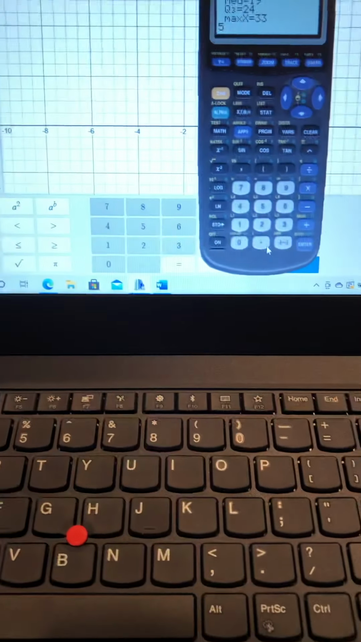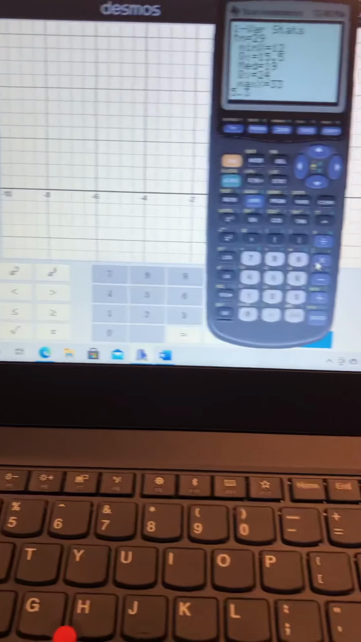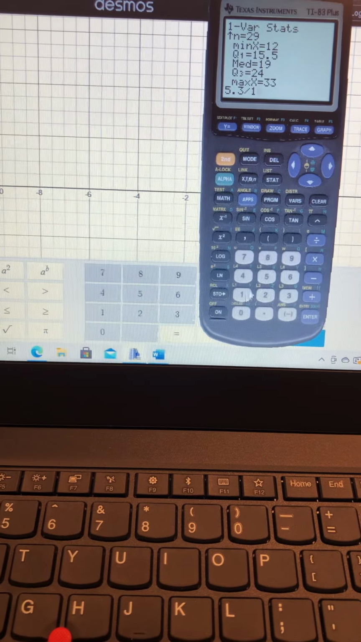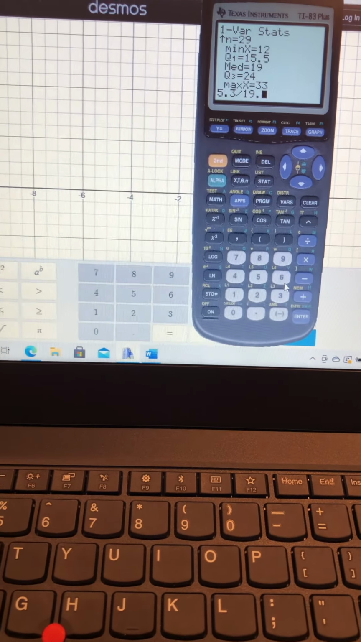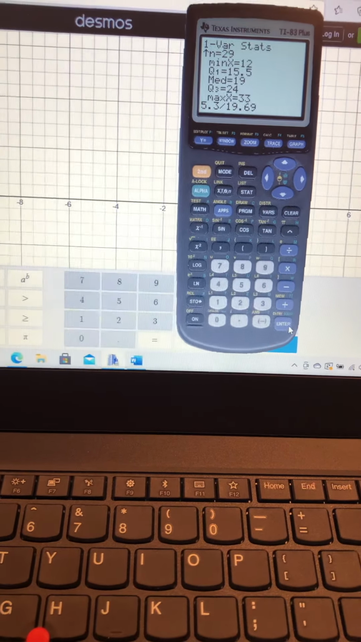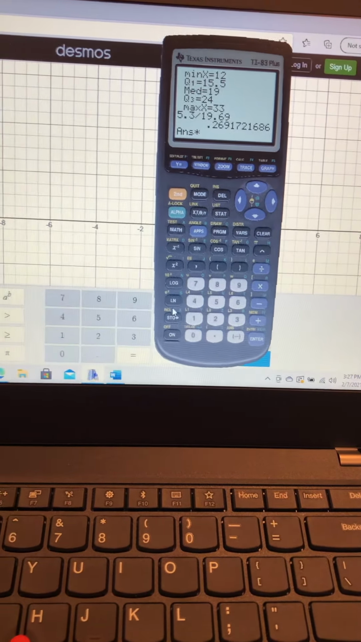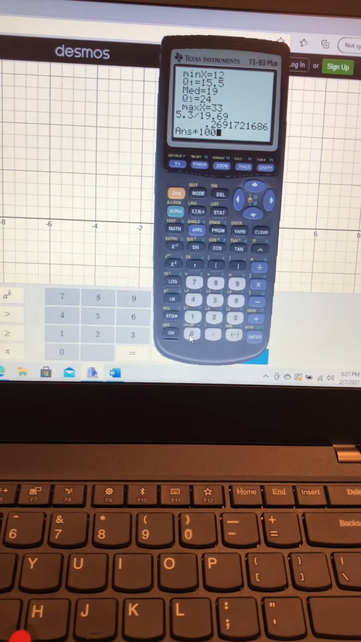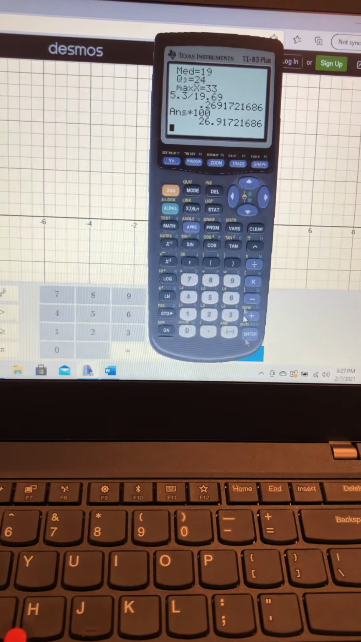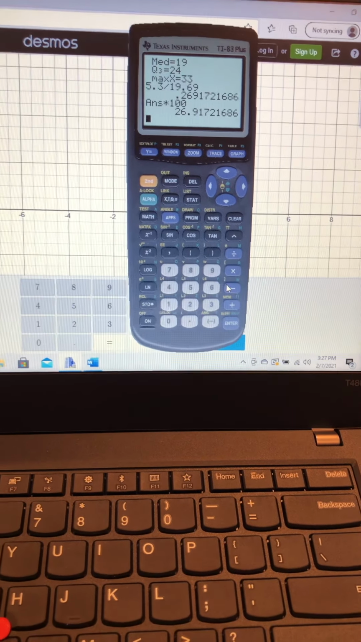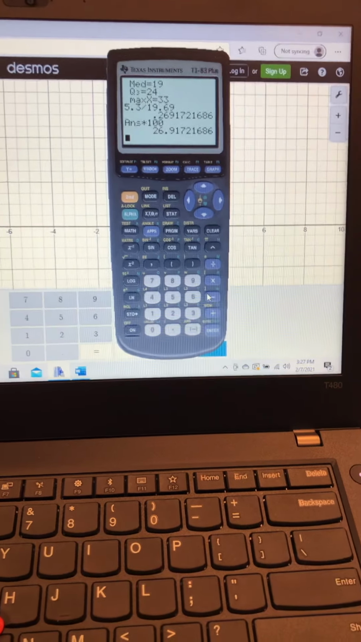I forgot what that gives you. I didn't write that down. If you do it with the rounded values, times 100, you get 26.9 or 26.92. We'll just round this one to 1. So 26.9% is the coefficient of variation.